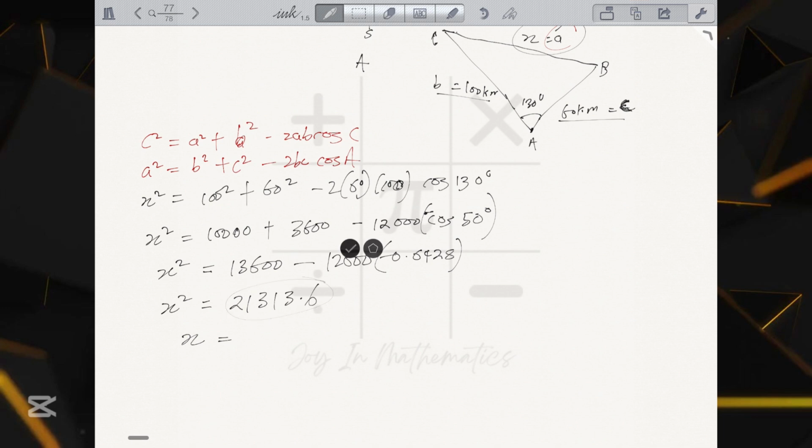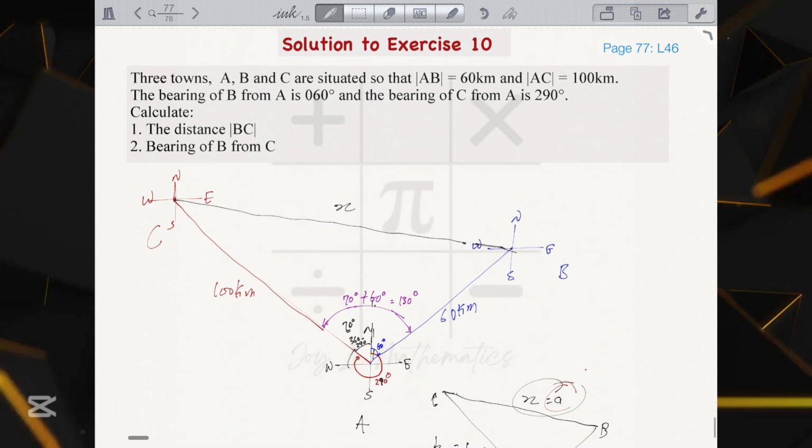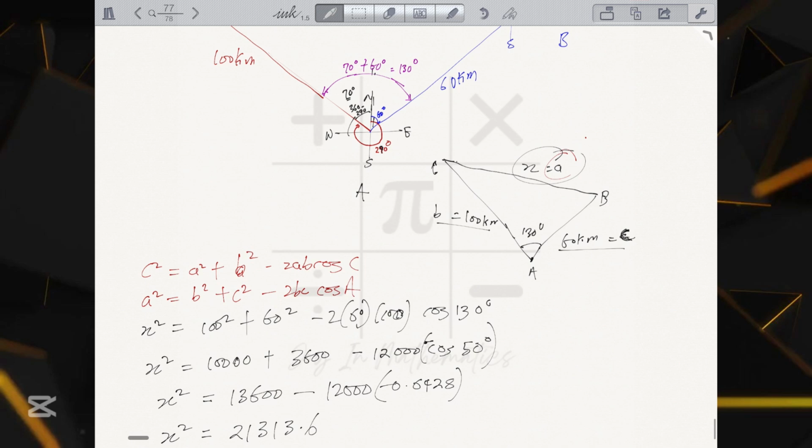We will find X by taking the square root of this. Then we'll have X approximately equal to the square root of 21,313.6, which is 145.99 kilometers, approximately 146 kilometers. So we have solved the first question, which is to find the distance BC. So distance BC, which is X, we solved it using the cosine rule.